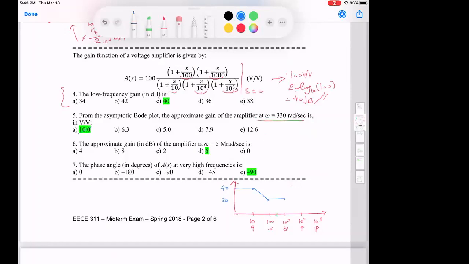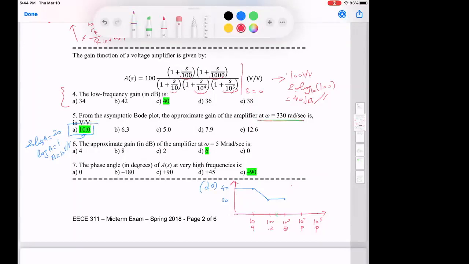So there is a typo here, it should be, sorry, it is written, no, excuse me. Okay. So this is 20 dBs, right? This is in dB here. So at 330 I'm at 20 dBs, meaning 20 log A is 20. This means that log A equals 1, meaning A is equal to 10 volts per volt. This is the answer. So this is the answer that you are looking for. Okay. Clear? Then he says the approximate gain at omega equal 5 mega radians per second.